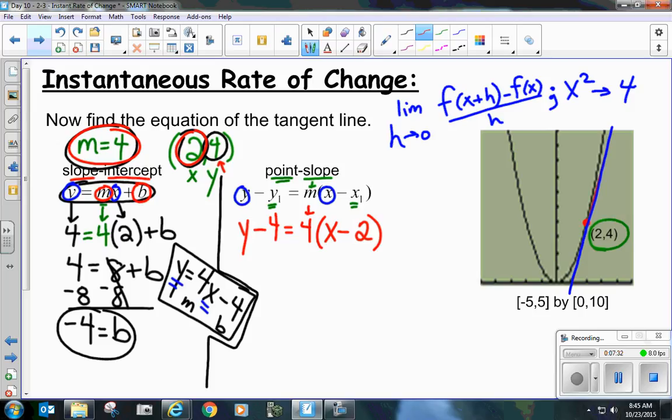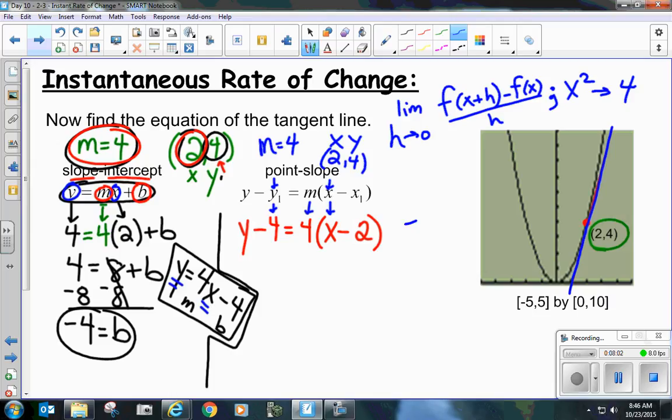There's so little math because I already have the pieces. I'm just plugging them in. So let me reiterate here. As long as I have a coordinate, there's my x, there's my y. And as long as I have a slope, there's my slope. That's it. That's all I do.